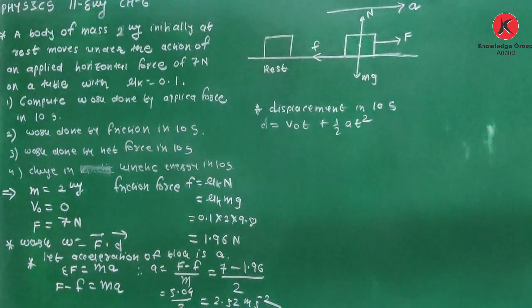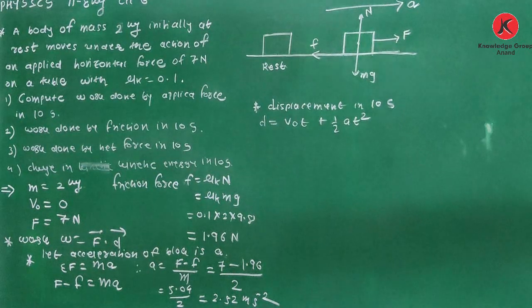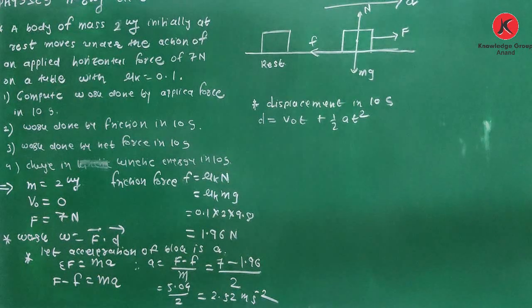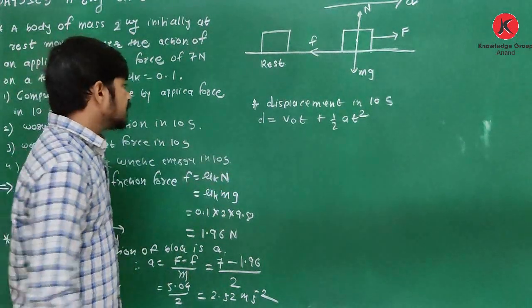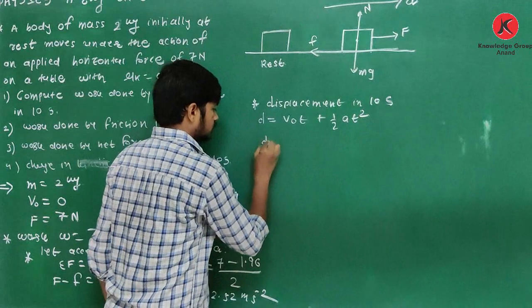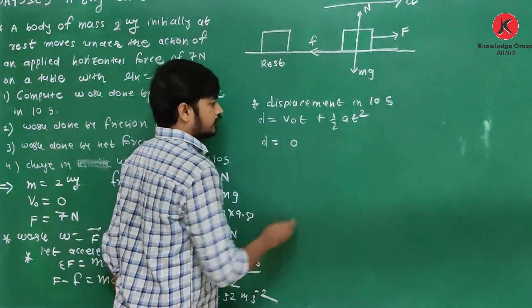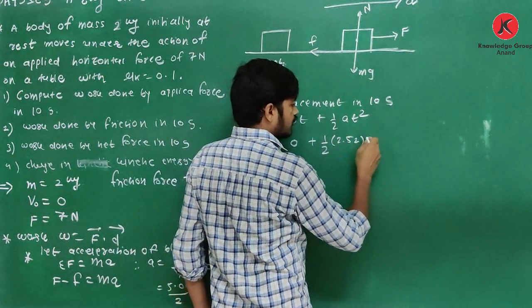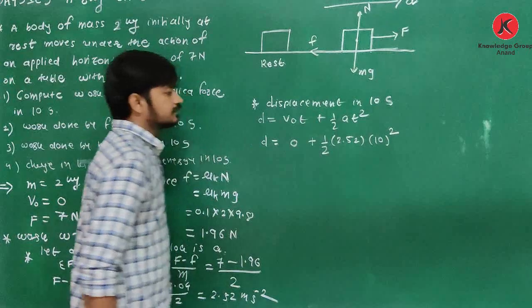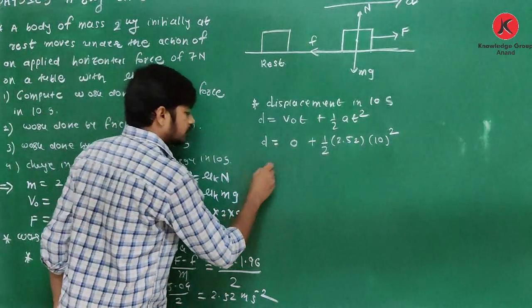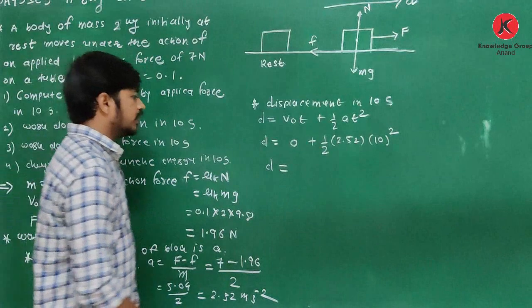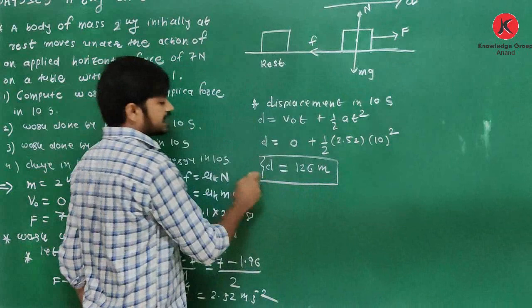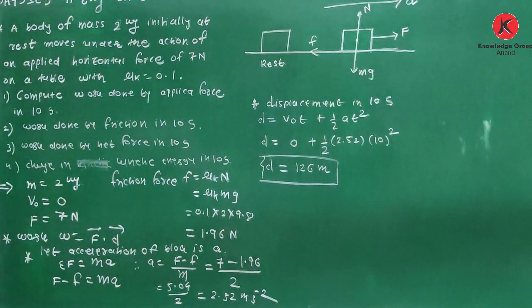Clear about this? Any doubt? Okay. So what is the acceleration of the block? It is 2.52 meter per second square. Now we can easily find the displacement in 10 seconds. So d is equal to initial velocity 0 plus half a t squared, with a 2.52 and t 10. If we find the displacement, we get d is equal to 126 meter. What is the displacement in 10 seconds? It is 126. Clear about this?